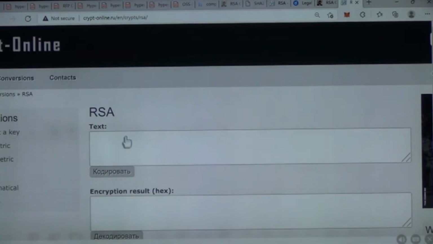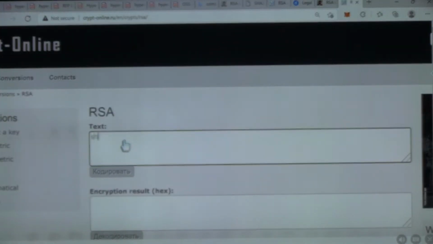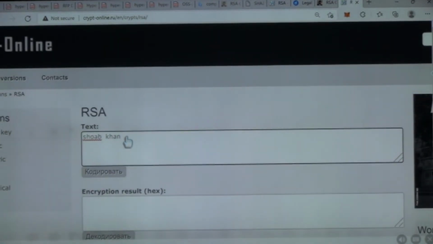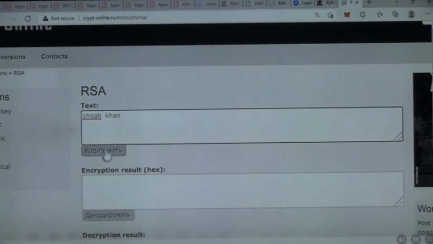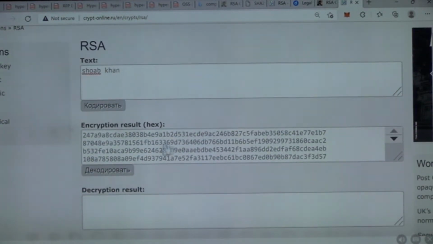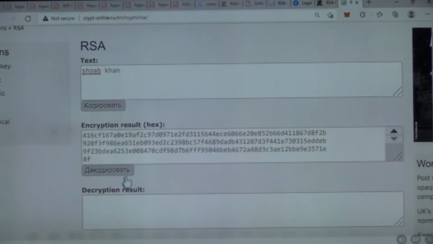Now what you do is you write a text message and you say encrypt. So this has the encryption. Obviously nobody can figure out what is written. And then you say decrypt. So these are some of the utilities that we shall be using today to sign a document digitally.